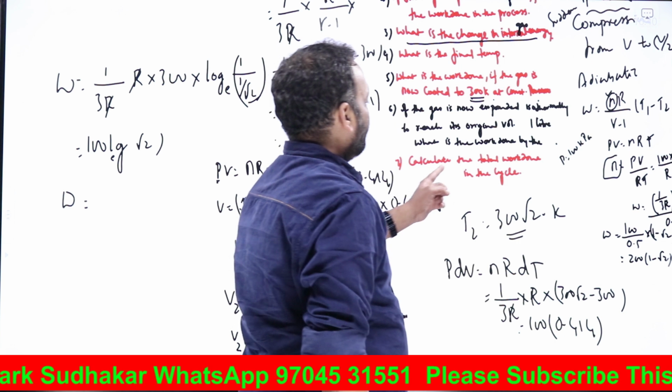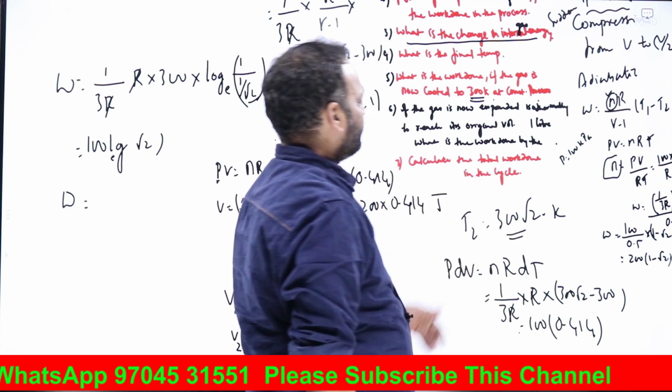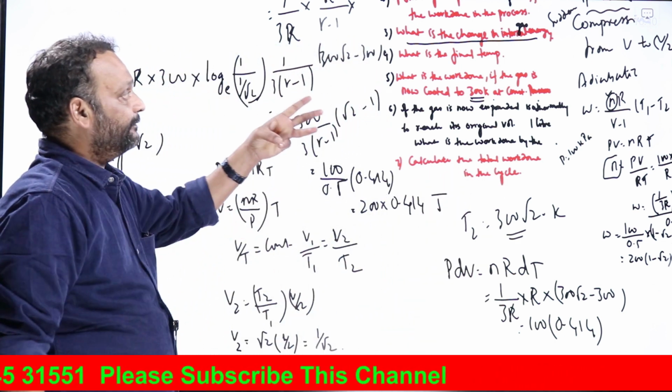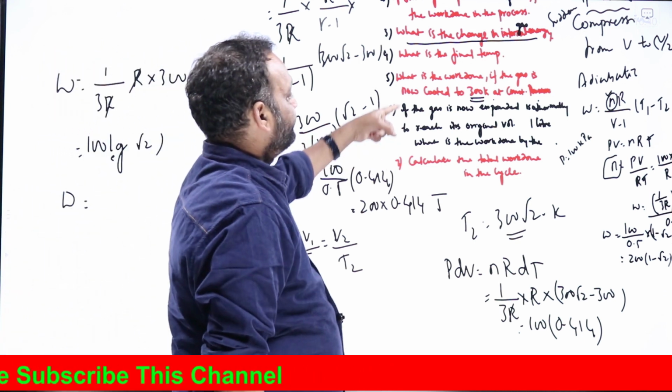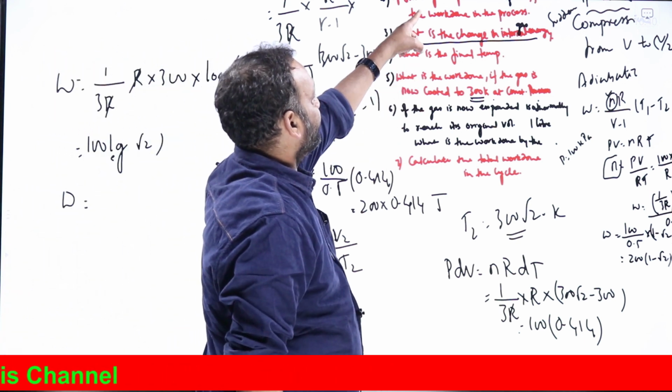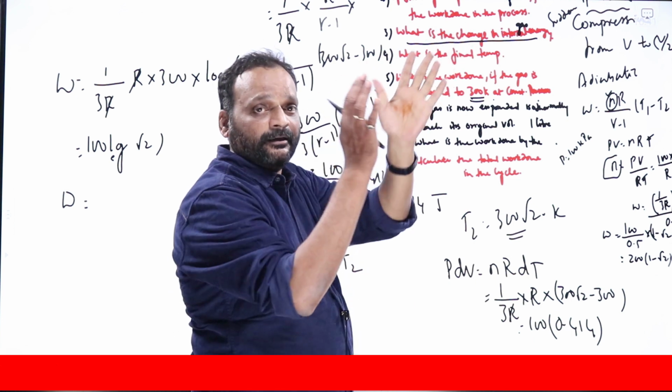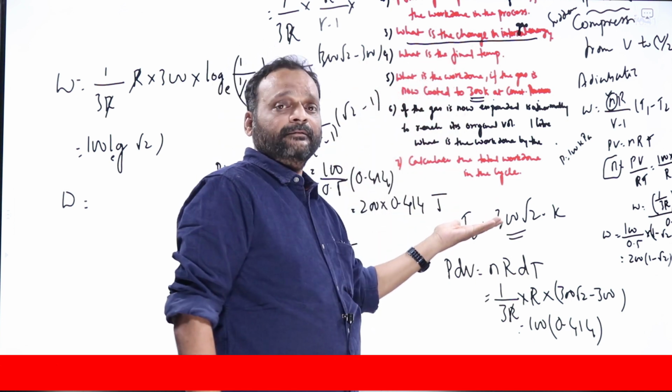Next, the last question is to calculate the total work done in the cycle. We have seen three works in the process. This is one work, this is another work, and here also one work is done. Simply add all three works, and we will get the total work done in the process.